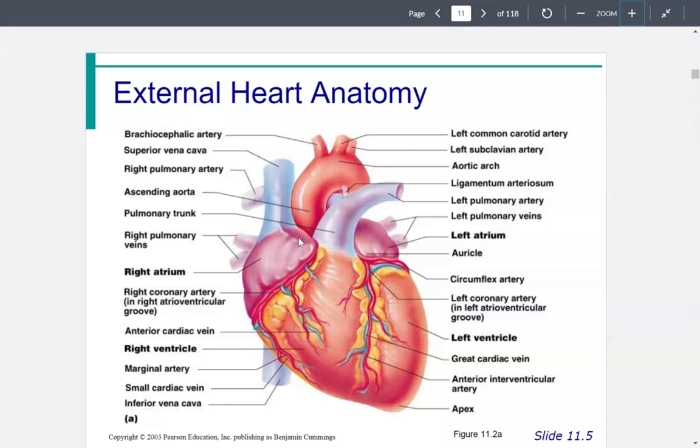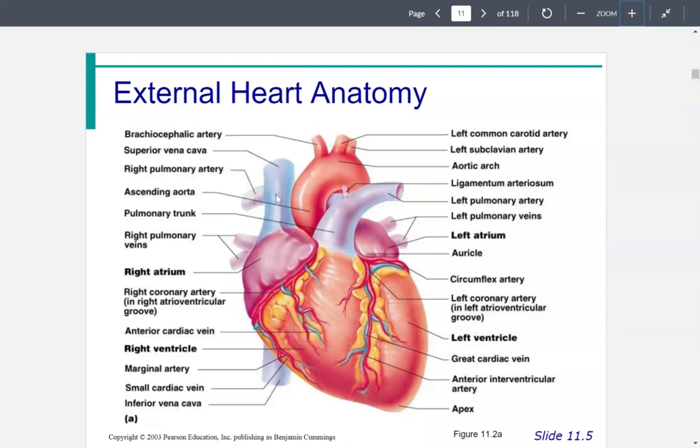As it comes up and over, it's going to bend back behind the heart and then travel along the spine down through the thoracic cavity into the abdominal cavity, and we'll talk about it more there. However, as it's in its arch phase at the top, the first splitting will be the brachiocephalic artery, and that's going to carry blood to the right side of the head and neck and arm. And then we're going to have the left common carotid artery, and that's going to carry blood to the left side of the head, and then the left subclavian artery, which will carry blood to the left arm.